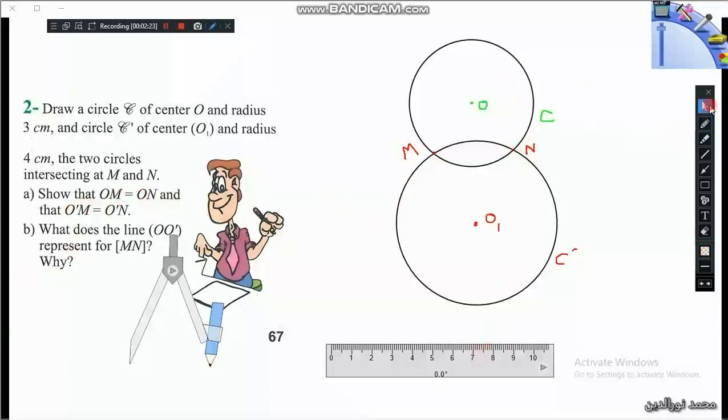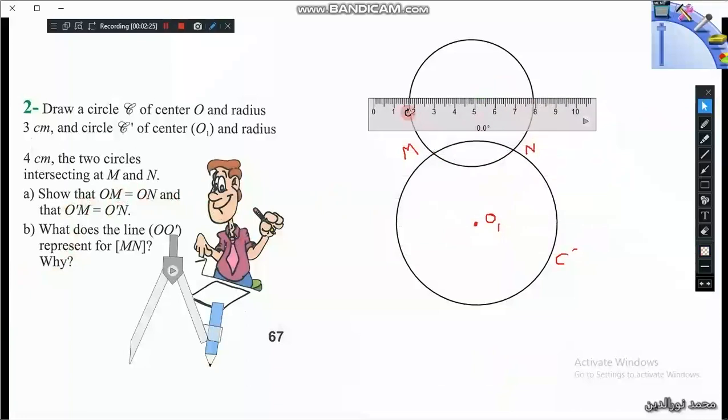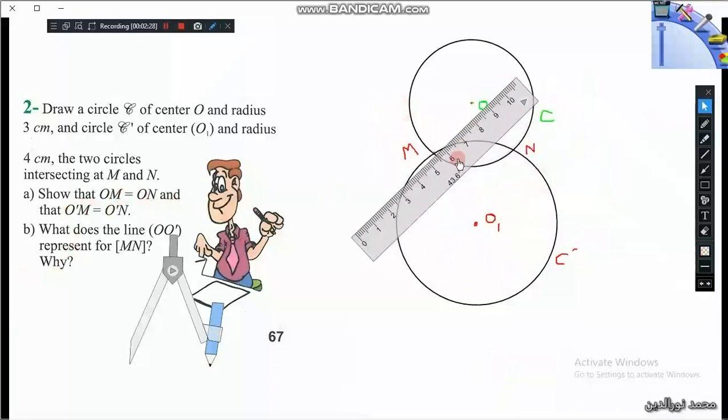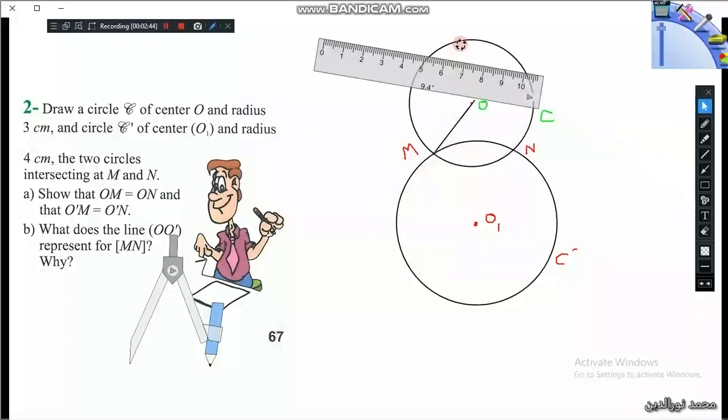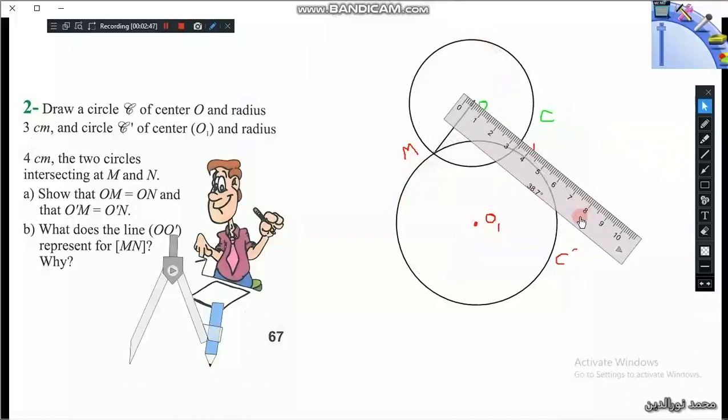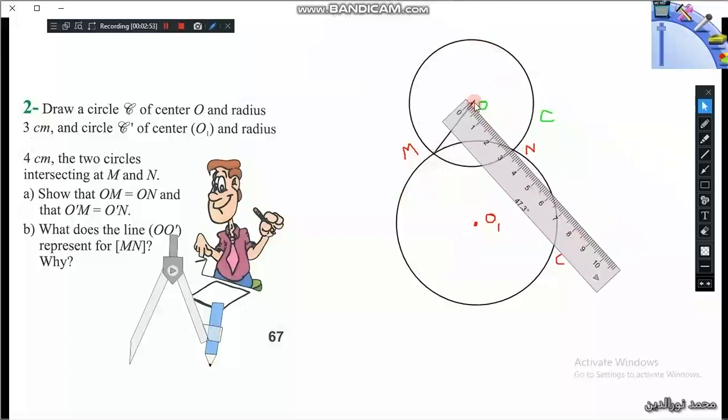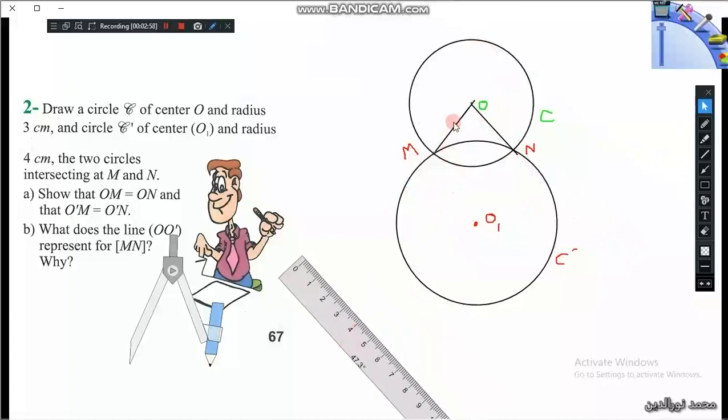So let's draw OM, this segment. So we join O to M and ON. So also we join them together. Now what is required is to prove that OM and ON are equal.